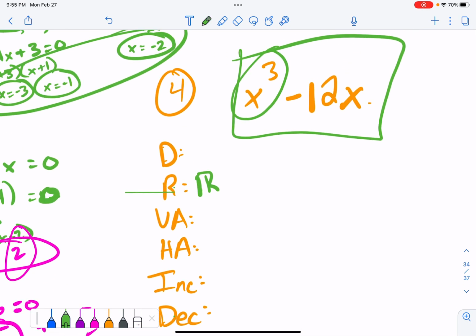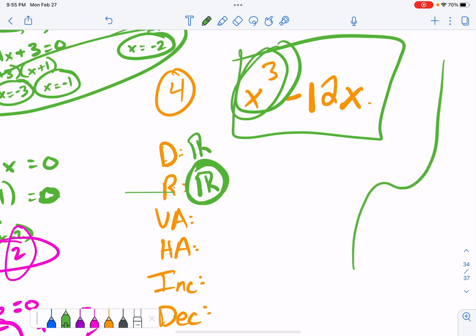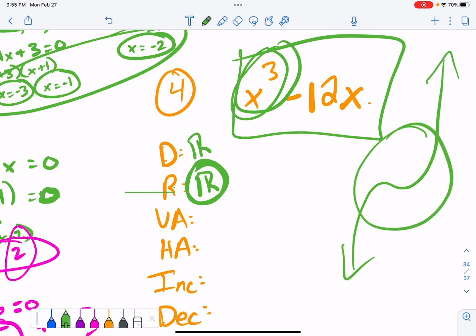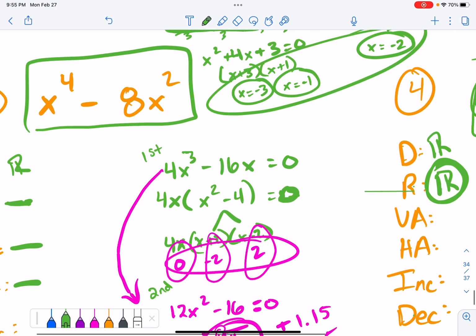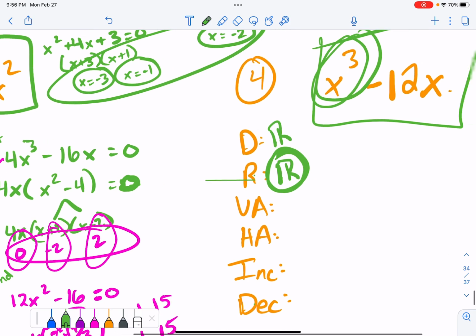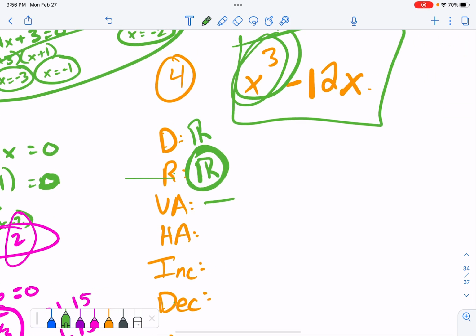I know that this guy's range will be all reals, and his domain will be all reals, okay? He has no negative inside of a square root or division by 0. Now, the reason why I know his range is all reals is because x to the third power is going to do something like this. So, regardless of what his humps look like in the middle, he's going to go up forever and down forever. Whereas x to the fourth power does not do that, so I did not know that this guy's range over here was all reals, okay? VAs, he doesn't have any. HAs, he doesn't have any.